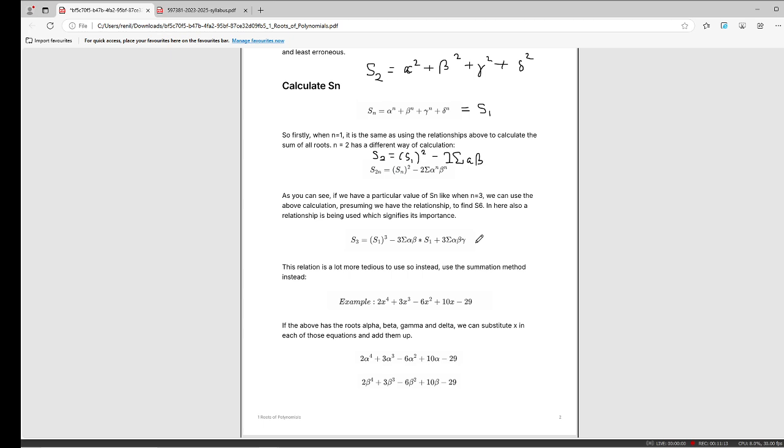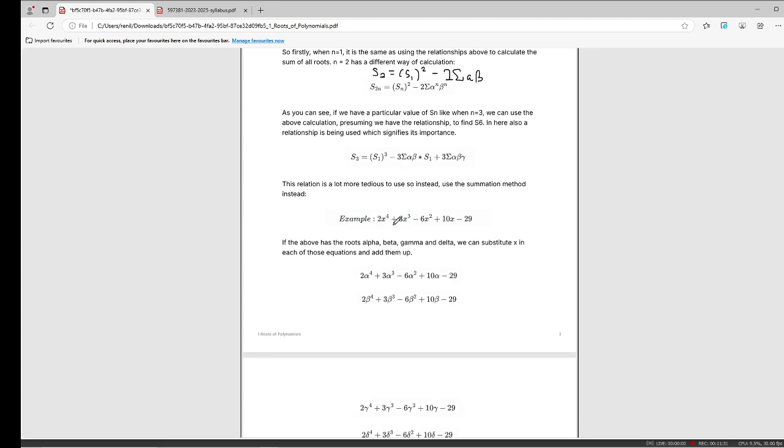This may be a bit difficult to understand at first. It would be good for you to memorize this, but once again, it's a little bit complex to use and there's a high chance of error. But if you have memorized it, it's really good. What I like to do is use the summation method instead. So let's use an example over here.